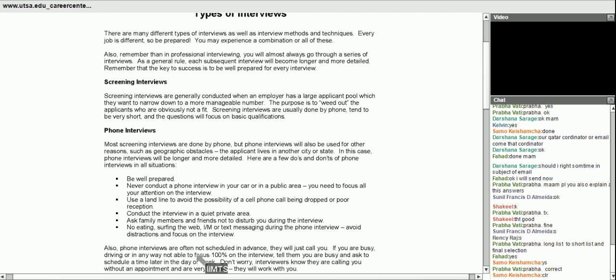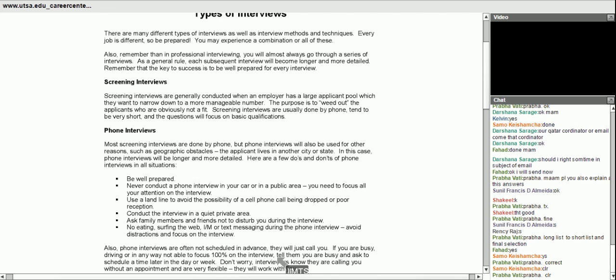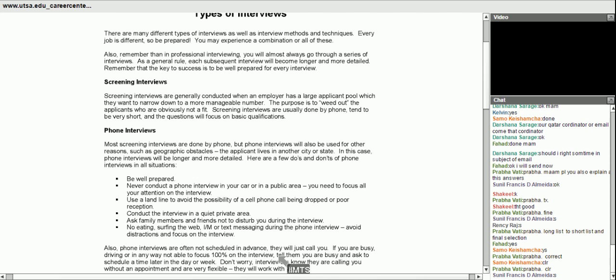Also, phone interviews are often not scheduled in advance. They will just call you, because otherwise you might have kept thousands of books in front of you. You might have opened Google. Google has got an answer for everything. So they'll just call you anytime they feel like.